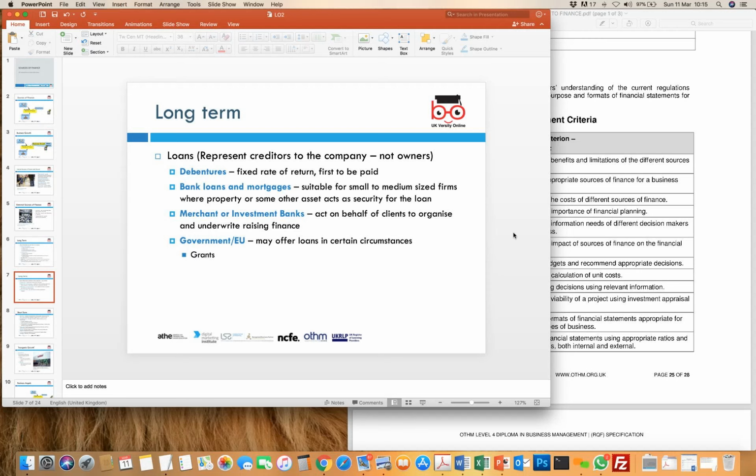So this is a risky form of investment, but it is only done by very large multinational organizations, and it also helps them as an avenue to raise money.